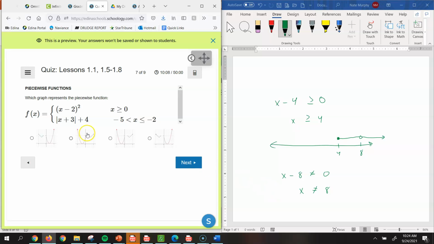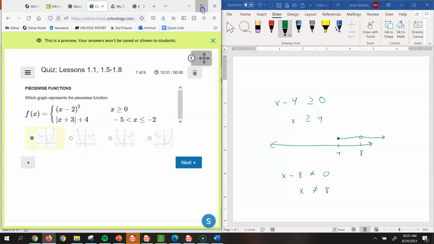All right, so for this one, we're trying to figure out which one of these graphs best represents this piecewise function. So x minus 2 squared, that's going to be a parabola. That's going to move to the right 2 units. So when I look at these choices, now yours would have been bigger, but it's got to be either this first one or this one. Okay, it's going to be one of those two.